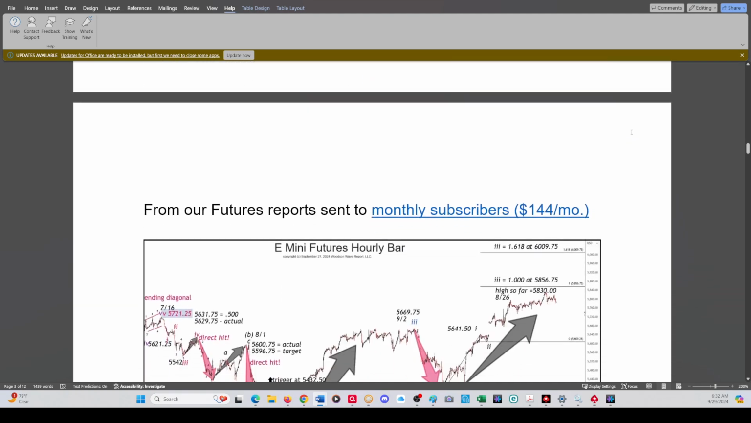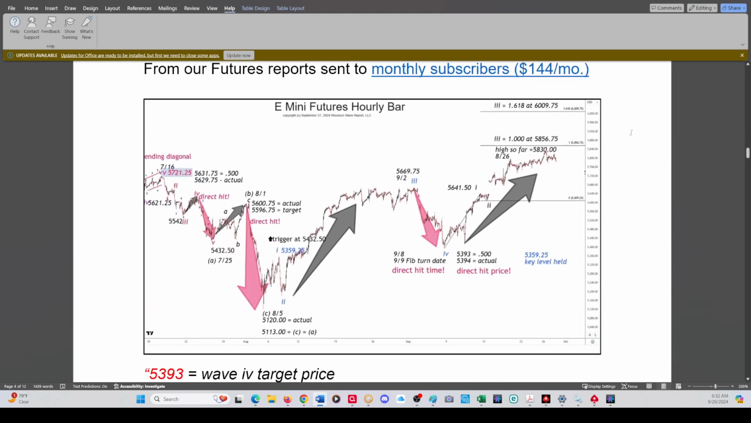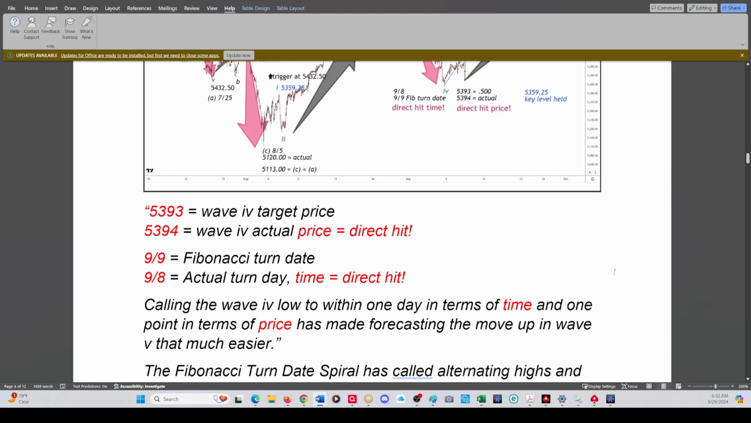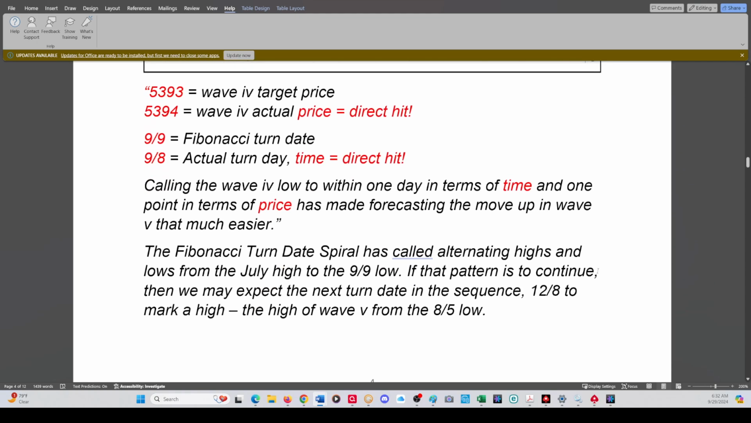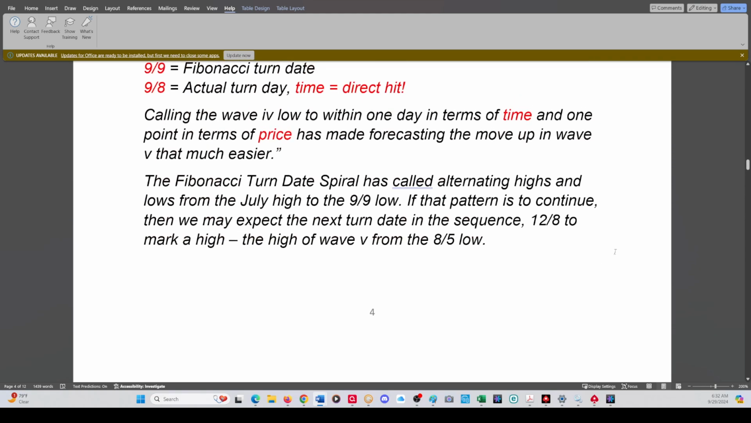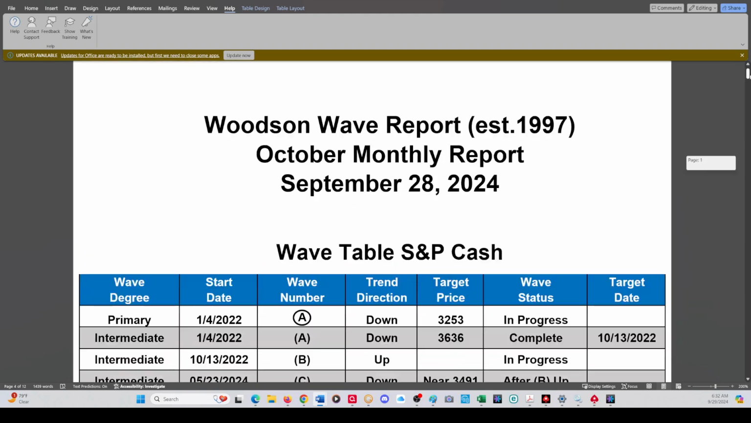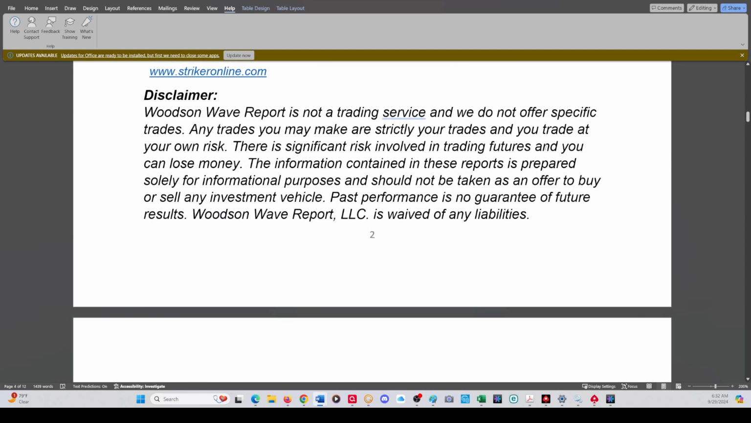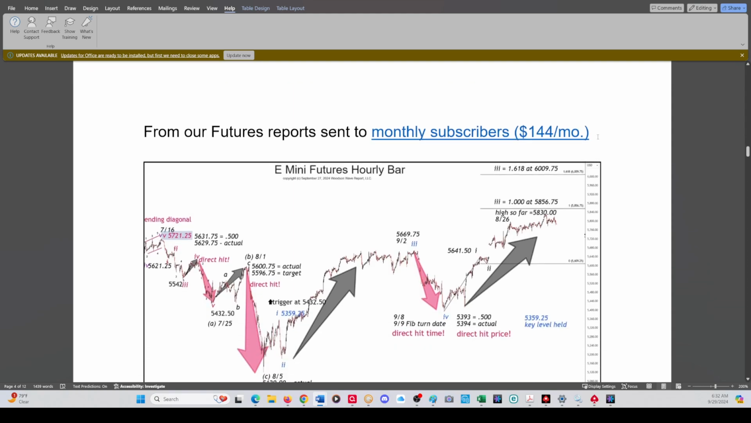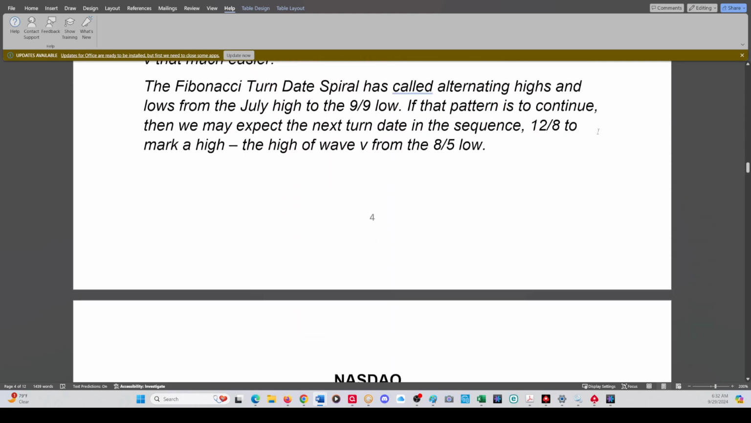And there's our hourly chart on the E-mini futures. Again, price, time, direct hit, keeps us on the right side of the market, keeps calling alternating highs and lows. And then the monthly. Okay, so we'll get into all these other indexes now. So that was the S&P E-minis.